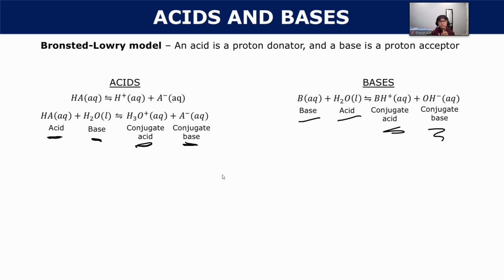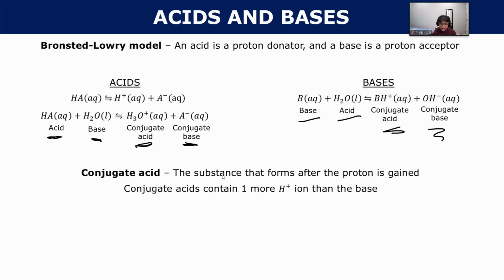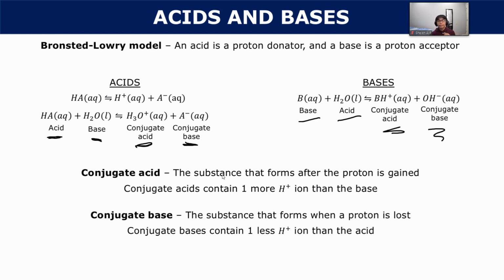And so what are these conjugate acid and conjugate base terms? Well, the conjugate acid is the substance that forms after the proton is gained. So conjugate acids are going to contain one more H plus ion than the base. On the other hand, a conjugate base is the substance that forms when a proton is lost. And so you can create a conjugate base by having one less H plus ion than the acid.